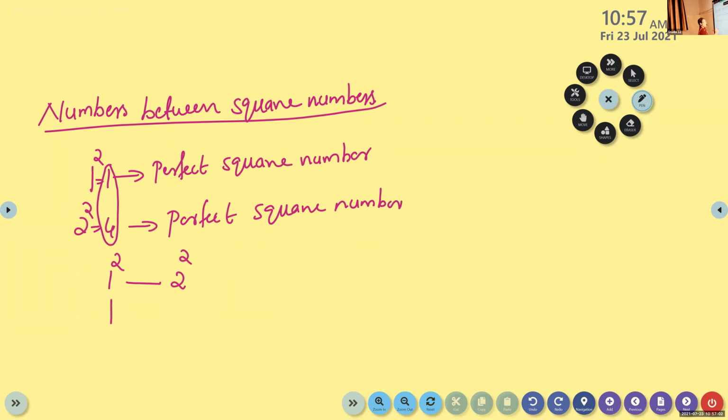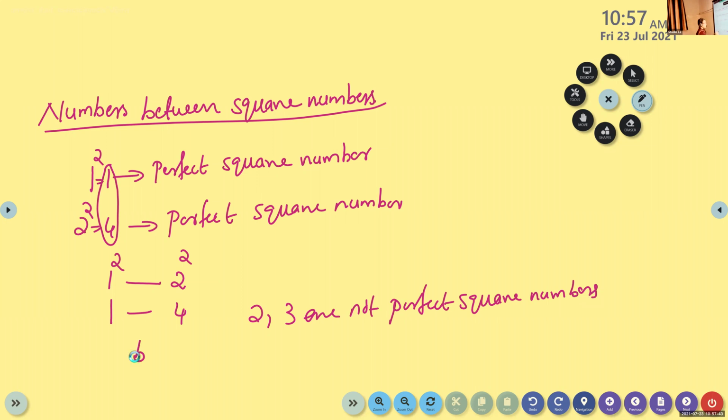So 1 and 4. And between this 1 and 4, how many non-perfect square numbers? Between 1 and 4, there are 2: 2 and 3. 2 and 3 are not perfect square numbers.